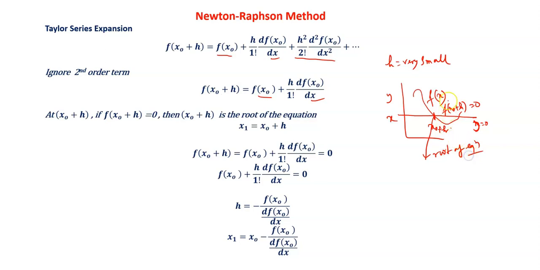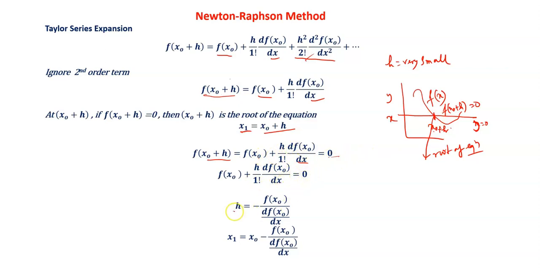Okay, so now we have to calculate x0 plus h, correct? So now we just assume that x1 is nothing but x0 plus h. Now if we ignore this term and plug in x0 plus h, this term will be 0. So from here, f(x0 plus h) is equal to f(x0) plus h times df(x0)/dx divided by factorial 1. Now f(x0 plus h) is 0, right? So we get f(x0) plus h times df(x0)/dx is equal to 0.